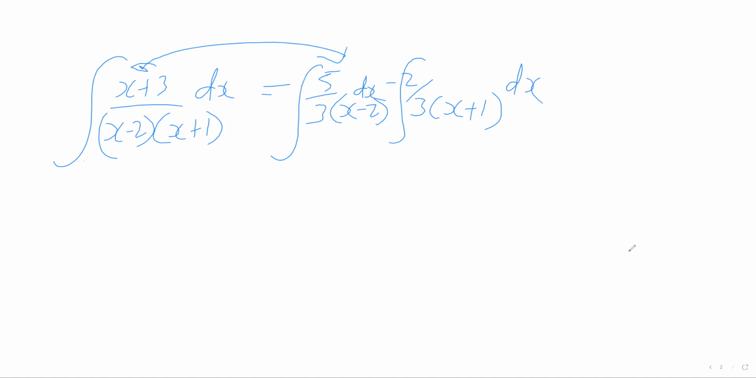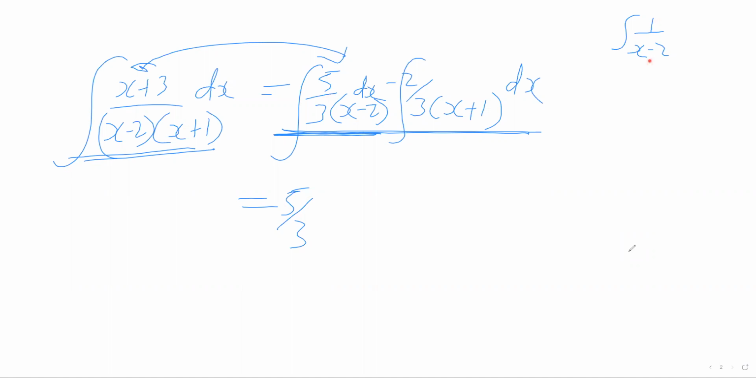We can integrate this function because it is the same as breaking it down like that. So integrating this function is easily done this way, and then we know how to integrate functions of this kind. 5/3 is just a number, so I've written it outside. Then you want to integrate 1/(x - 2).